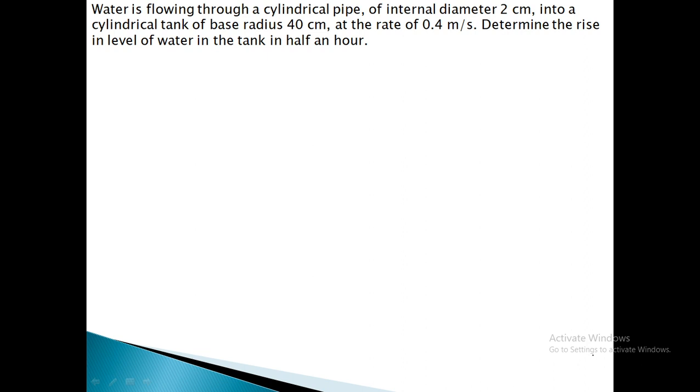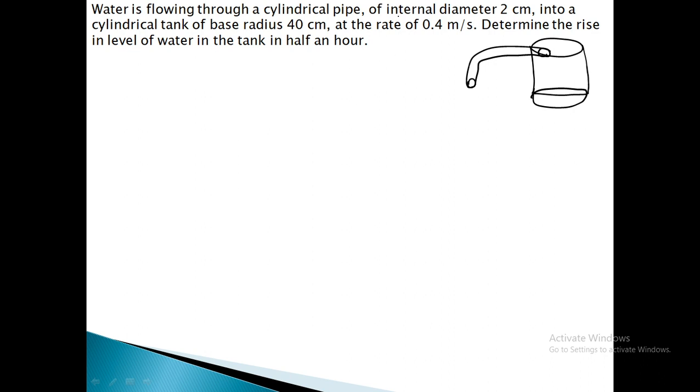Now the next question is: water is flowing through a cylindrical pipe of internal diameter 2 centimeter into a cylindrical tank of base radius 40 centimeter. We have given two things. One is the tank, that is given in cylindrical form, and the other is the pipe. The pipe is also given in cylindrical form. Both are given in cylindrical form.